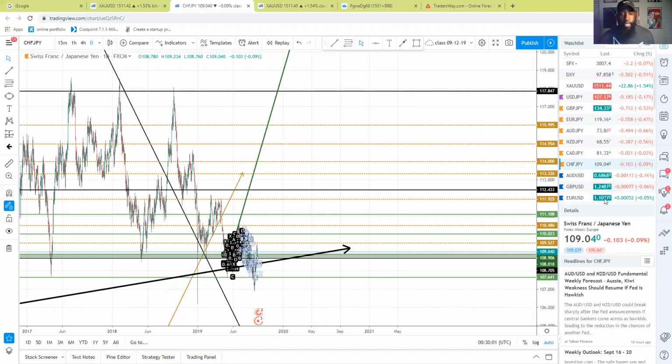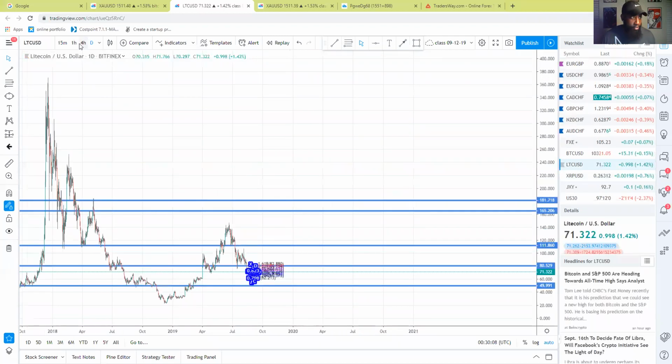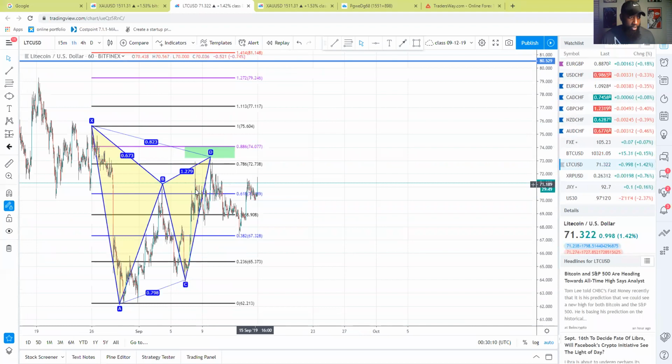I mean, it would be nice to come on a chart and just look at it like, hold up, let me just look at a chart like this Litecoin. No, yeah, it had a harmonic pattern on it.